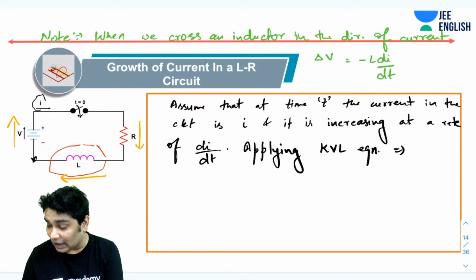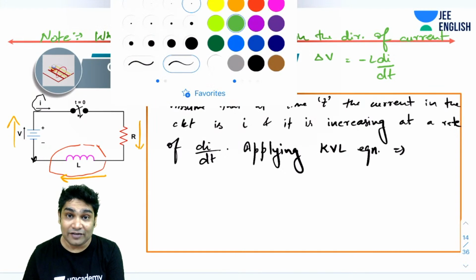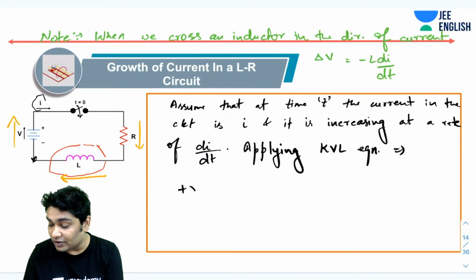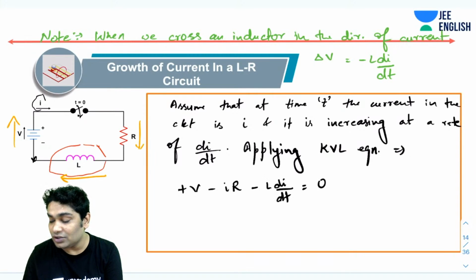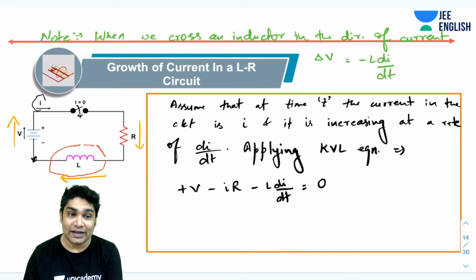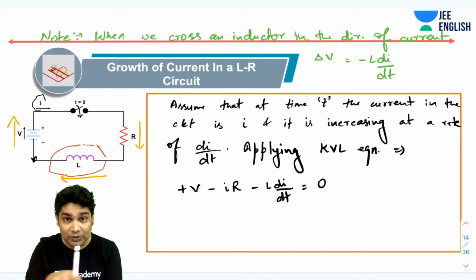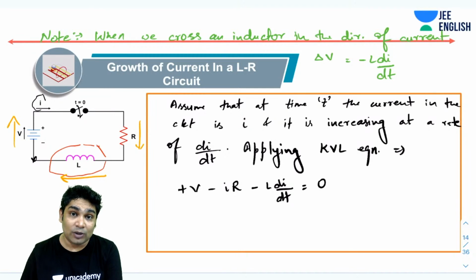So incorporating that, let's write a KVL equation. I can write plus V minus IR minus L di over dt, and this would be equal to 0. That's what KVL tells you: if you go around a closed loop and return to the starting point, the sum of all the potential changes would be equal to 0.